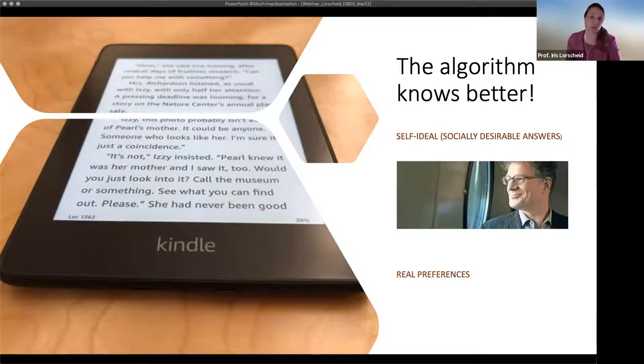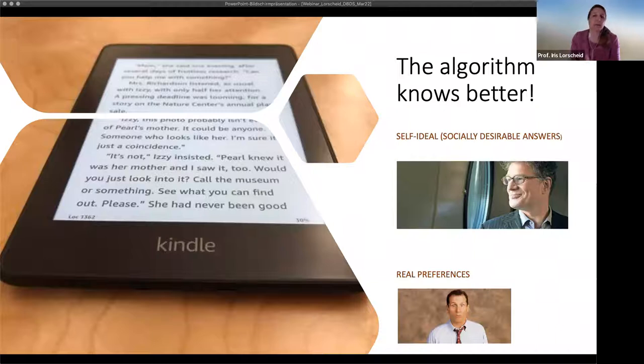So what do you do in your free time? I'm reading French literature. And I'm listening to classical music. Maybe you want to say something because it's a socially desirable answer. It's a self-ideal of what you have. And maybe you do not want to admit what you're watching on YouTube actually every night. And the algorithm actually identifies that, right? Through the analytics, through web clicks and through the cookies.